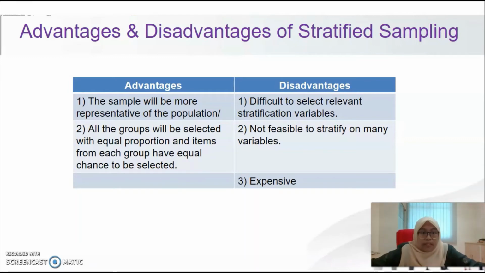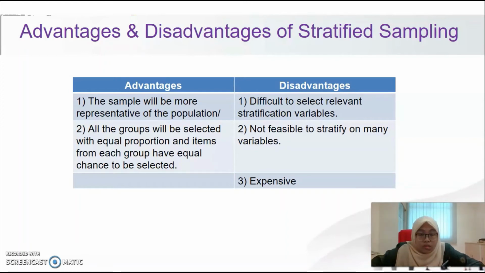For the disadvantages, number one, this technique is difficult to select. The advantages of stratified sampling are, number one, the sample will be more representative of the population because we take samples from each of the groups. Number two, all the groups will be selected with equal proportion, and items from each group have equal chance to be selected.